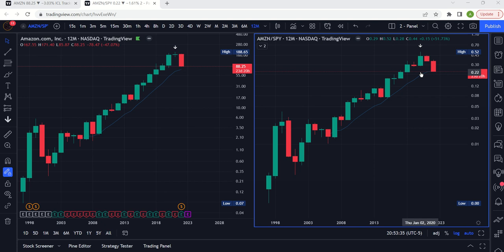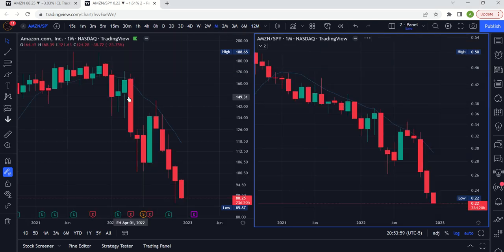I'll say that again. A stock can be making higher highs relative to itself, but making lower highs relative to an index, for instance. That's not a good situation to be in. Think about that. Again, why would you invest in an individual stock that is not outperforming an index, which is going to be lower risk?